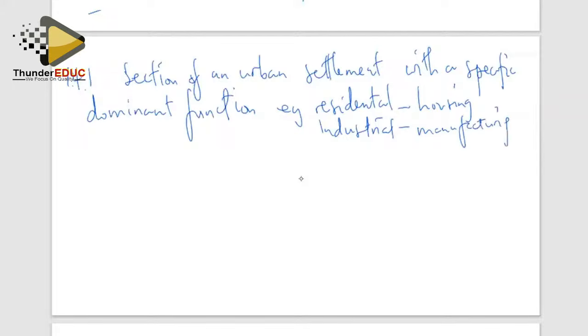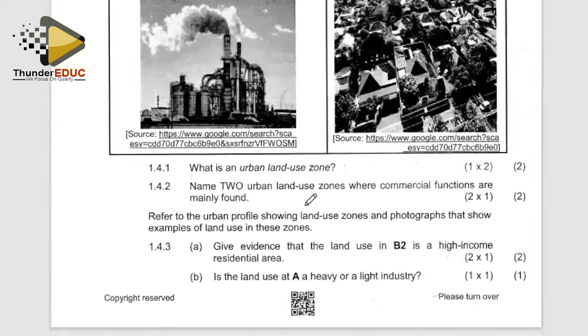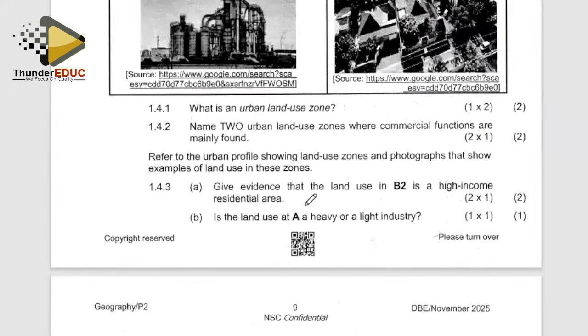Those are typical examples of land use zones. So we are saying it's a section of the urban area with a specific dominant function. That is the definition in simple terms. Right, we'll move on to the next question. The next question is saying, name 2 urban land use zones where commercial functions are mainly found.